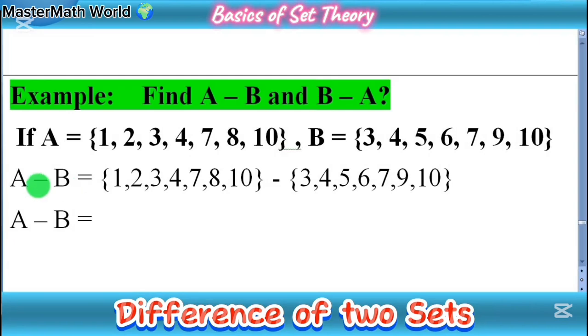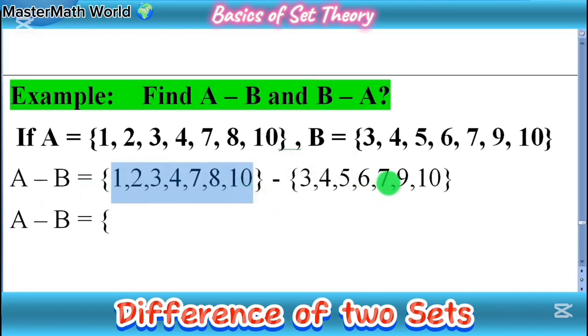First of all, we will write A minus B on the left hand side, then write equal, and after the equal sign fill the value according to the left side. Like first we have set A, then the symbol of difference, minus, and then write set B. Difference A minus B means that we have to write all the elements of set A that are not present in set B.